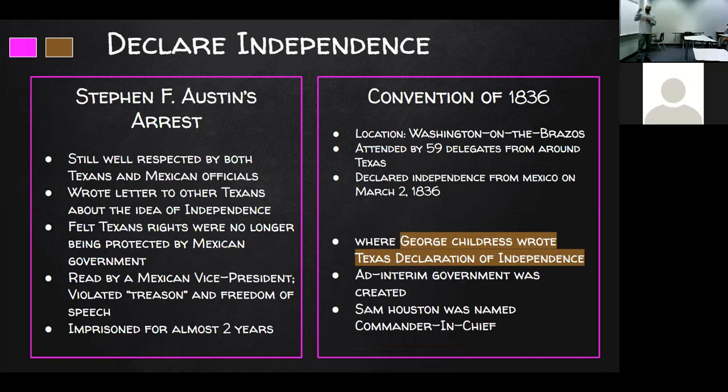All right, and so starting off, the big thing I want to point out on the left side under Stephen F. Austin's arrest is that Stephen F. Austin was really, really respected by both sides. So it was a big surprise to have him be arrested, because if anybody was cool with everybody, it was Stephen F. Austin. He'd be the last person you would think would get arrested. So the question becomes, why was he arrested? He was arrested for writing a letter because of Santa Anna's turn about declaring independence.